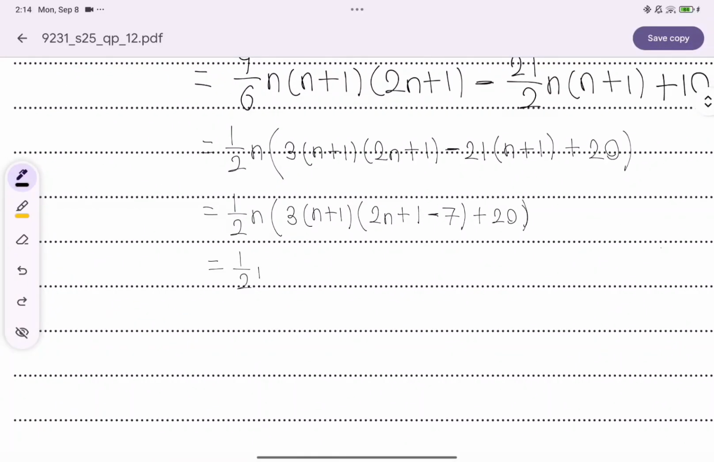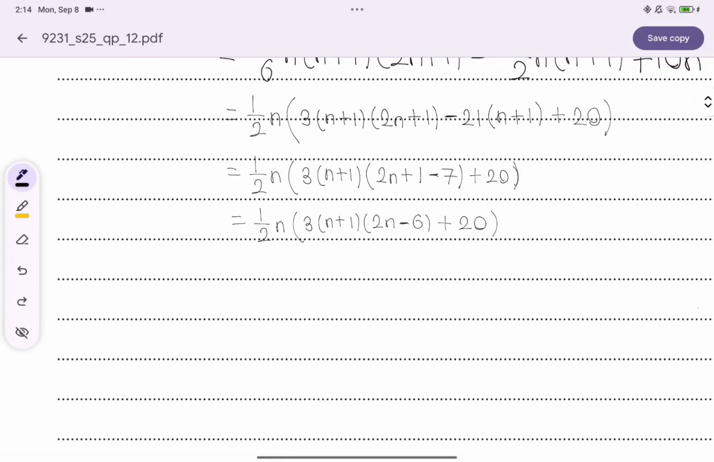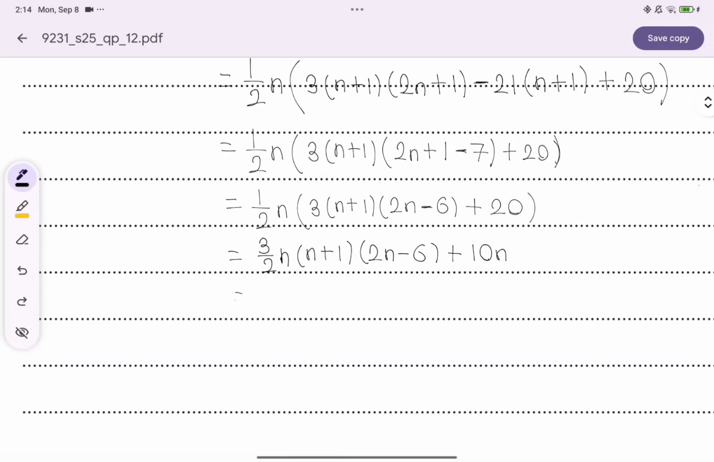So let's now expand and simplify everything. So this is 3 times (n plus 1) times (2n minus 6) plus 20, and multiplying half n to the whole expression, we would get 3 over 2 times n plus 1 times 2n minus 6 plus 20 times half n, that's 10n. Alright, now let's expand everything out.